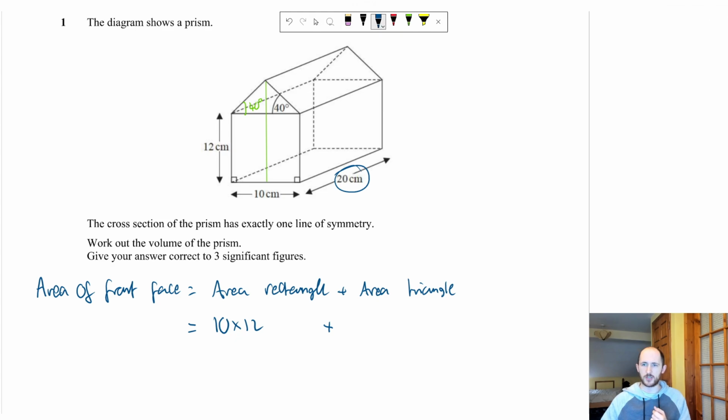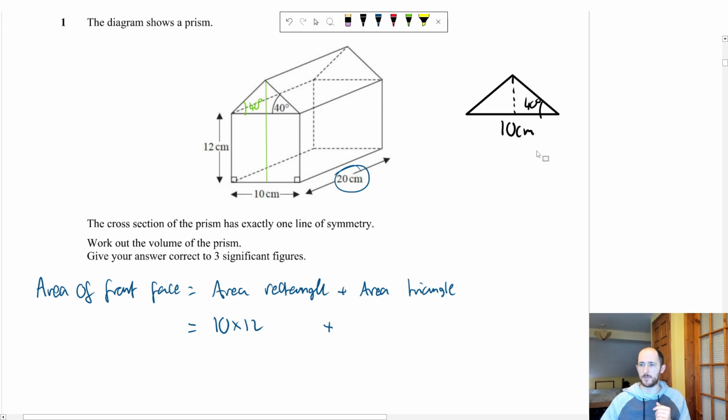Well, if I just extract this triangle for a second, if I extract that out here, like so, we have a 40 degrees here. In order to work out the area of a triangle, you need the base, which I have. The base is 10, right? So I have that base is 10 centimeters, but I actually need the vertical height, the perpendicular height.